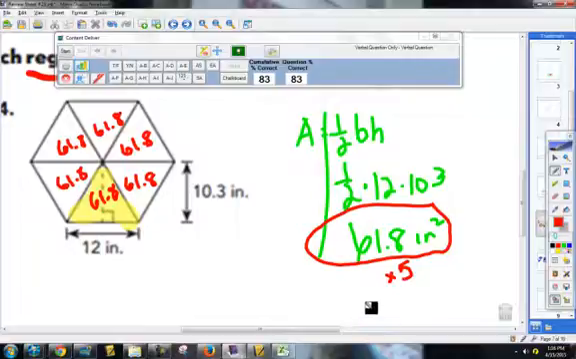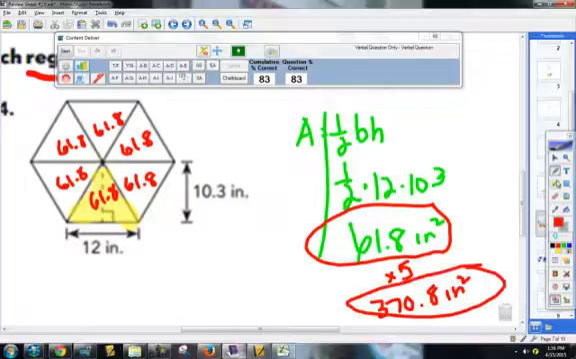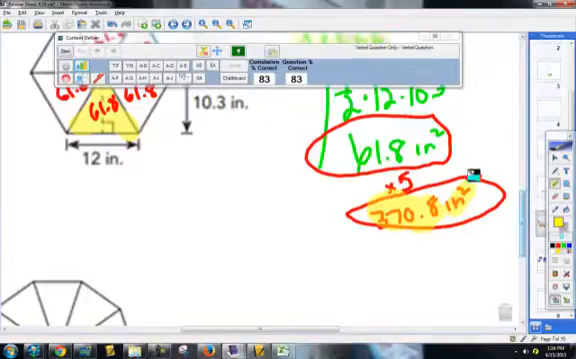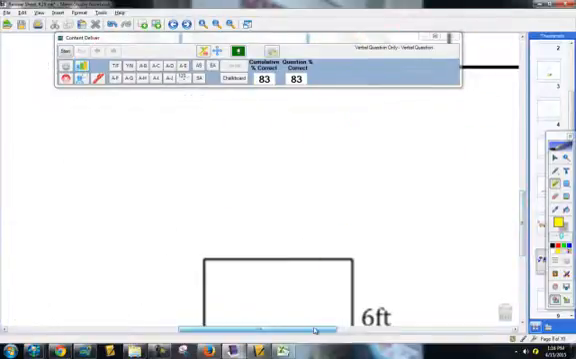Is everybody feeling pretty good here? Yeah. So it ends up being 370.8 inches squared, right? Did I get my 3 points here, guys? Yeah. I have a formula, I have an answer, and I have inches squared. Okay, we're going to skip that next question.